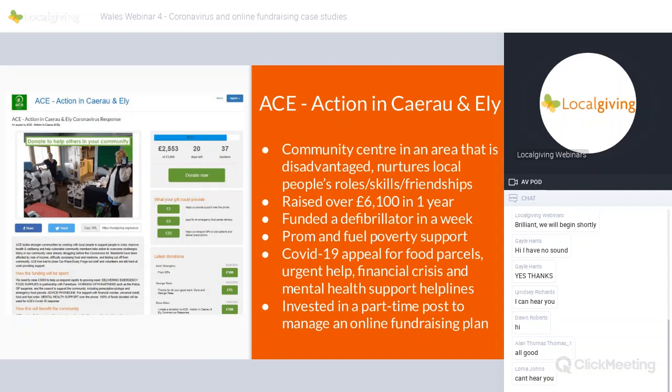They've also done what we hope all organisations go on to do, which is that when they've tried fundraising in a very risk-free way through local giving, they've then seen the benefit of fundraising, and they've invested in that fundraising for the longer term. So they've done that by investing in a part-time salaried post. So they've got someone there to run the online fundraising and plan and manage a strategy for the online fundraising.